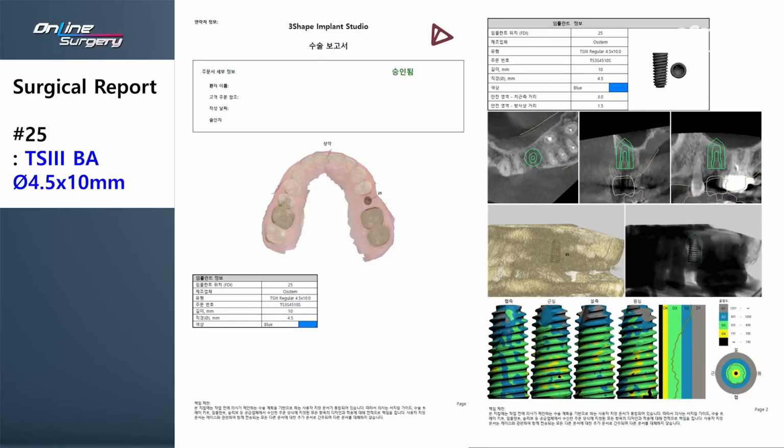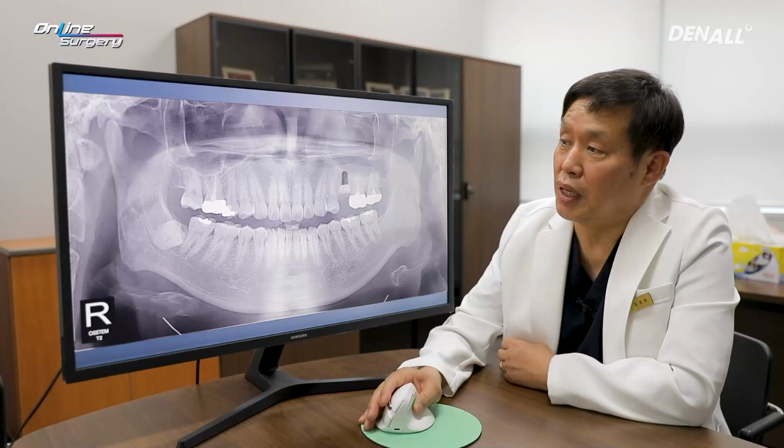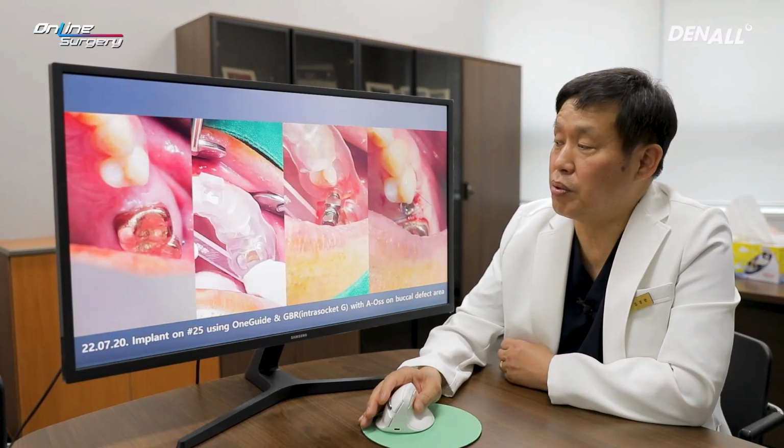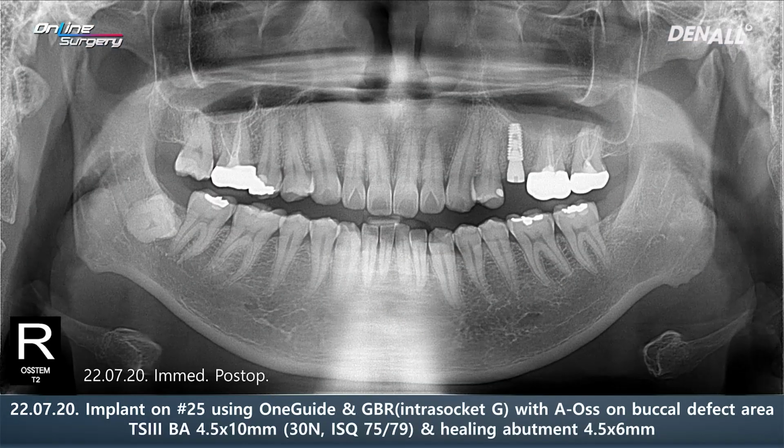On the apex side, implant stability needs to be gained. Therefore, the plan was to place the implant like this, and in the area where there's a buccal wall defect, A Oss will be used to do an intra-socket graft. This is the one guide template. It has been adapted. This was followed by implant placement. The implant driver was used. It is in line with the yellow triangle, and the healing abutment is connected here.